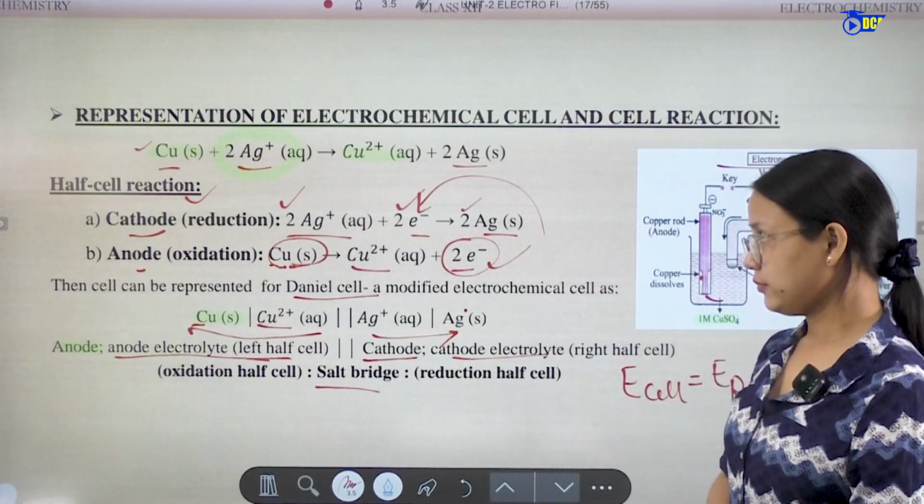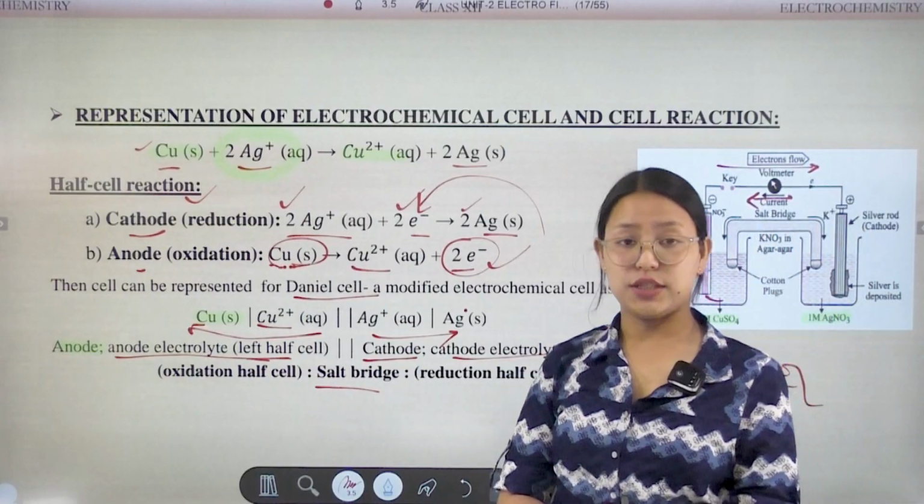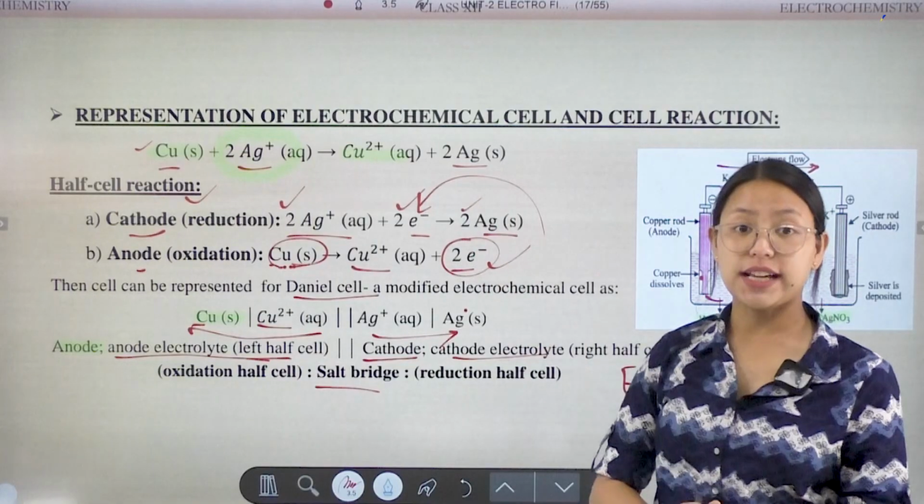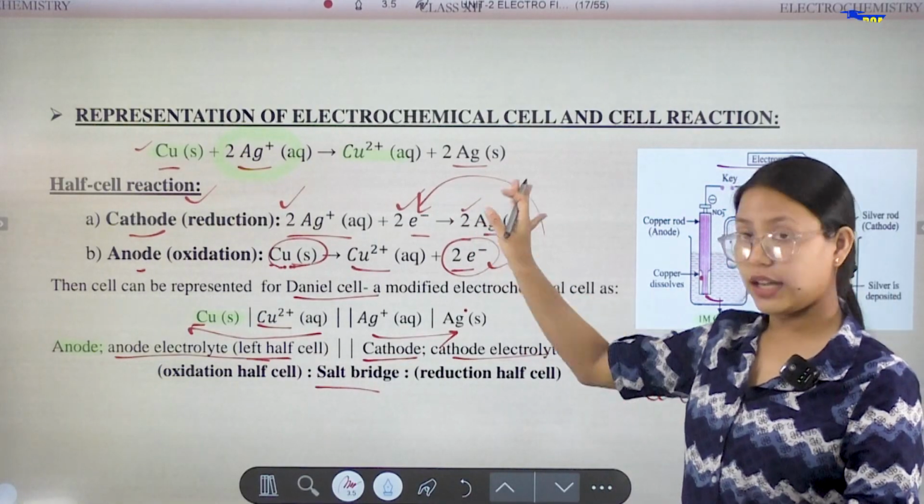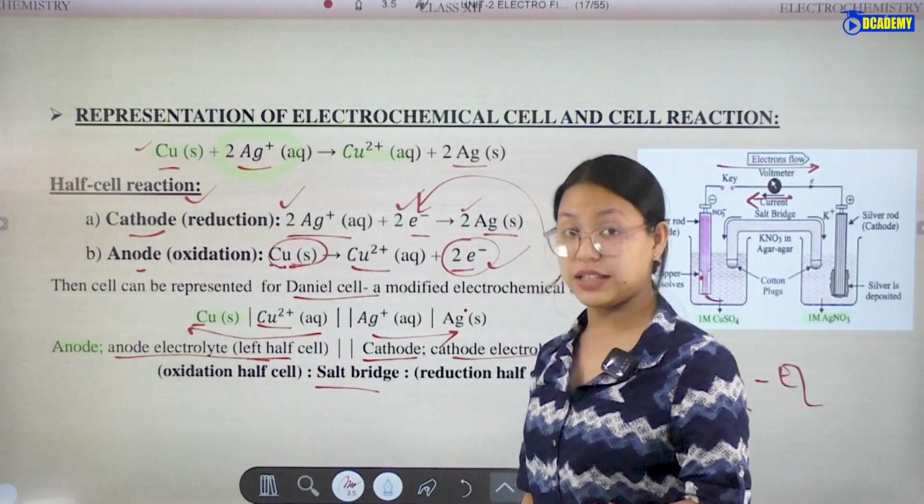Here we go. In this reaction, we see copper plus 2 Ag plus will form copper 2 plus ion and 2 Ag. From this we will find the half cell reactions.